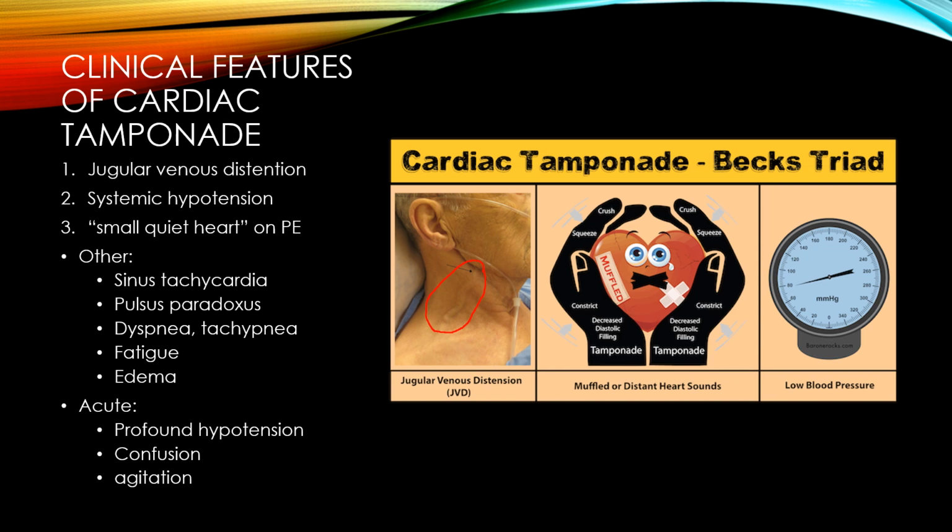Pulsus paradoxus is a typical thing that you can see. It's a normal physiological sign when you inspire: there's usually a small drop in your pulse pressure, or even a small drop in your blood pressure, usually less than 10 millimeters of mercury. However, because the heart is being compressed, as you inhale the same drop occurs, only it is a much greater drop. So instead of less than 10 millimeters of mercury, it's usually greater than 10 millimeters of mercury, and we call that pulsus paradoxus.